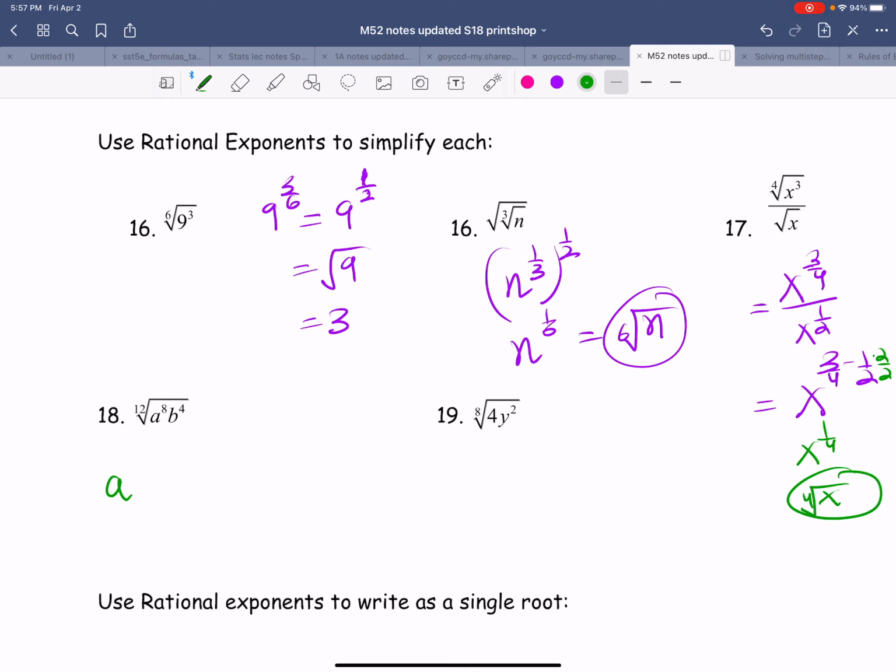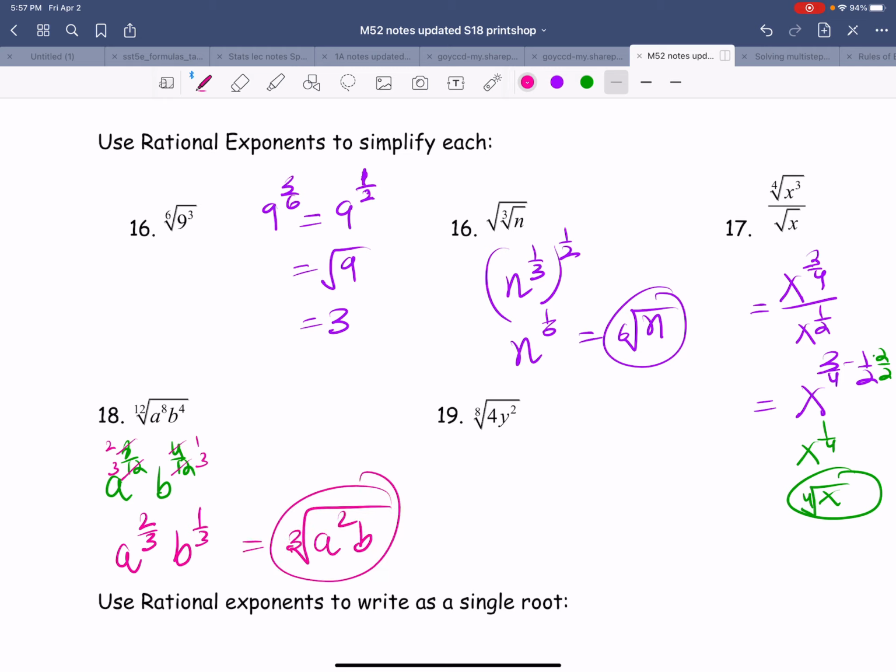12th root, a to the power 8 over 12, b to the power 4 over 12. Just writing it as the exponents instead of the radicals. Let's divide numerator and denominator by 4, numerator and denominator by 4 here again. So it turns out to be a to the power 2/3, b to the power 1/3, which can also be written as the cube root of a squared b.